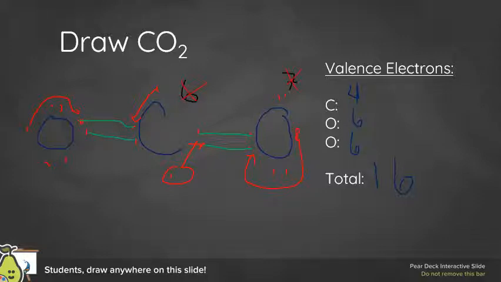Now we've got carbon double bonding with two oxygens. So if we were to count our valence electrons on each, we see that carbon now does have 8, as does oxygen. So this is satisfying our octet rule.